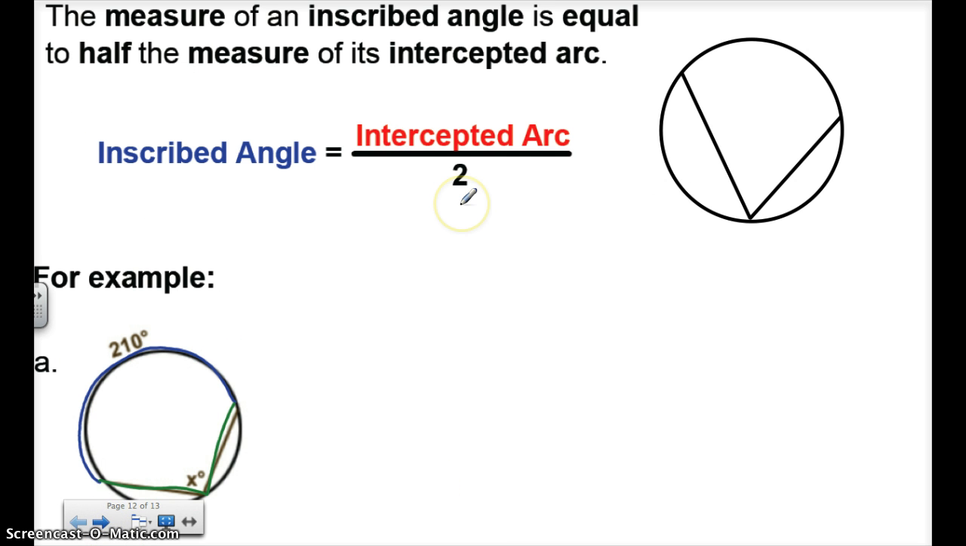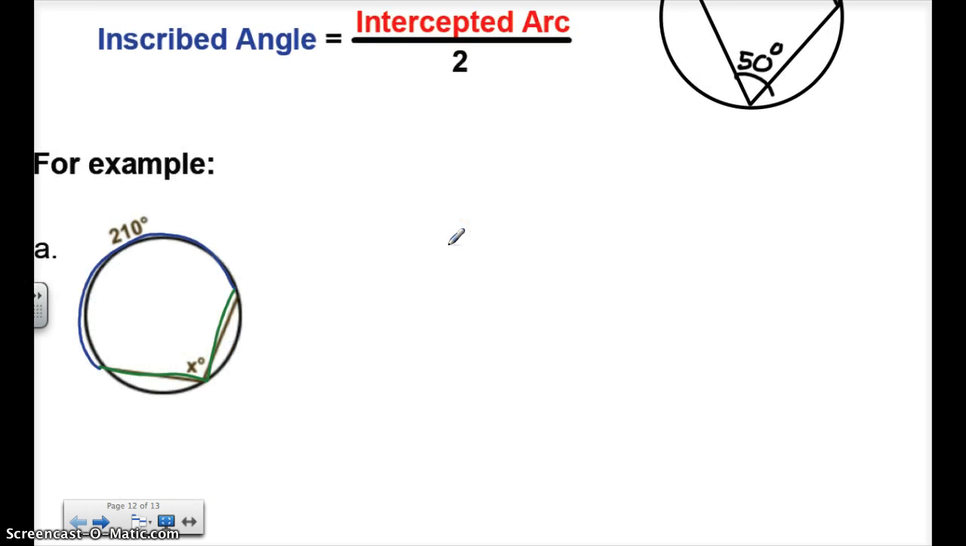Let's look at the opposite of that. The measure of the inscribed angle is equal to half the measure of the intercepted arc, which is just basically the opposite. So if I know what this arc is, let's say I knew the arc was 100, the inscribed angle is half of that, which would just be 50. So it's just like the opposite of what we just did. So the inscribed angle is equal to half the intercepted arc. So let's take a look at these examples.